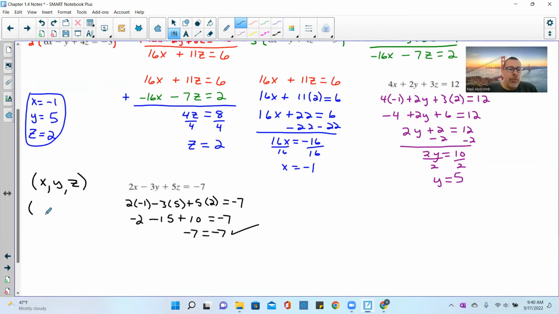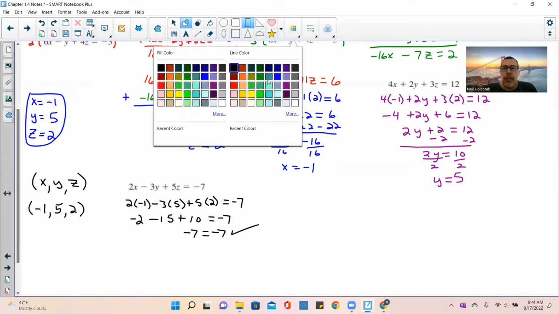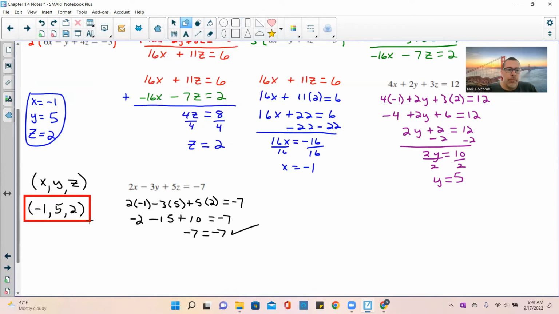Okay, and substituting these values in, my answer would look like this. Negative 1, y was 5, z was 2, in parentheses. So the actual answer is right here. And that's the format you would write it. So the answer to this system is negative 1, 5, 2.